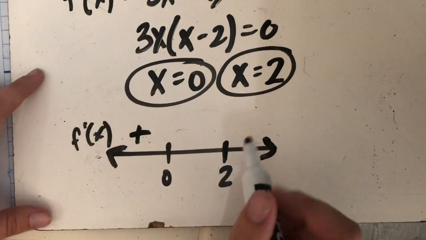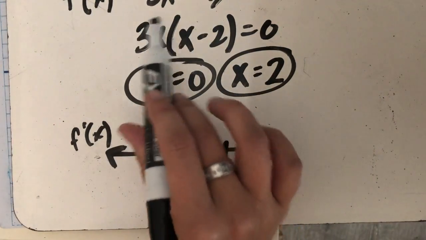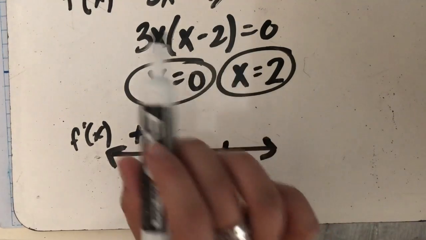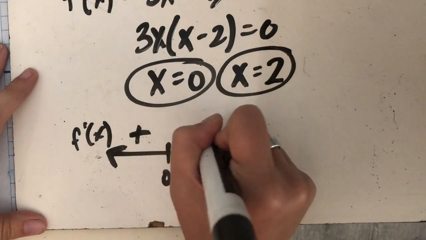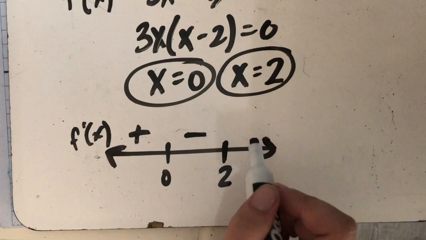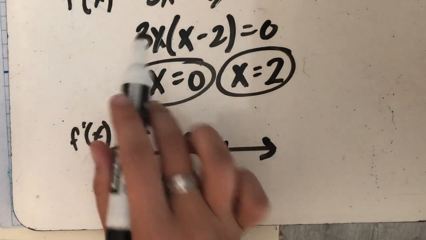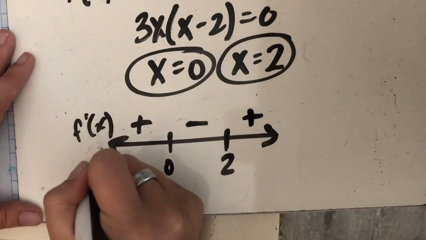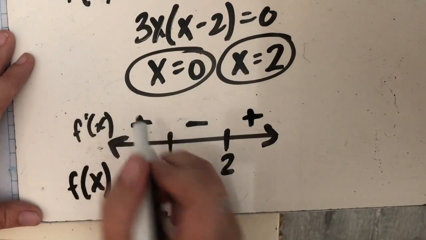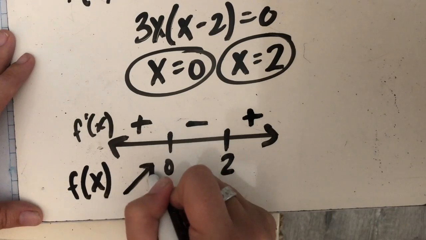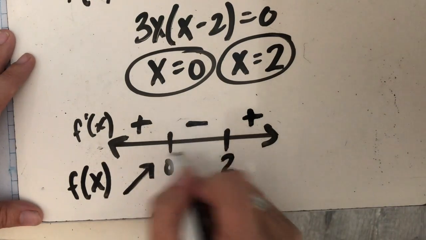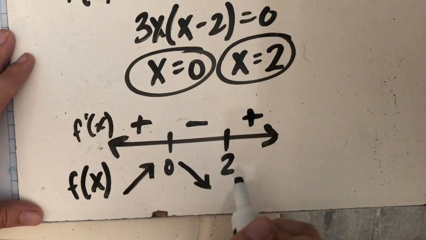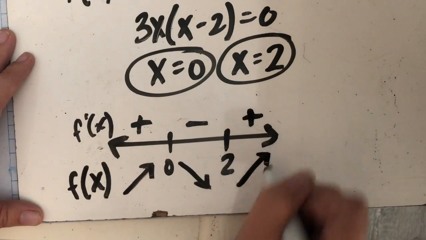In between 0 and 2, I'm going to pick 1. It's a nice, easy number to plug in. I've got a positive and I've got a negative. Positive times negative would give me a negative. Okay. And then to the right of this, plugging in 3, I've got a positive times a positive, which would give me a positive. Okay. So therefore, if the slope is positive, that means my original must be increasing. And then here, if the slope is negative, my original must be decreasing, and then it must be increasing again.